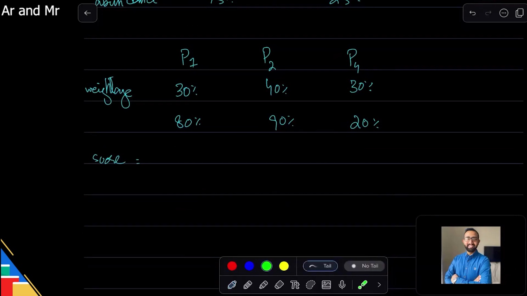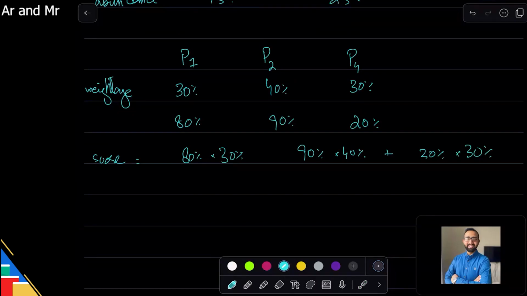So score is going to be this and this multiplied. So it's going to be 80% times 30% and 90% times 40% and 20% times 30%. And then we're going to add everything up. Now, because it's percentage, you can divide by 100, but I just use the sign itself, so we don't really worry about that. Now when you do it, you will see that this student gets a score of 66% overall.